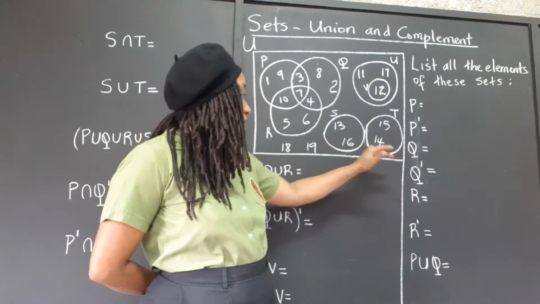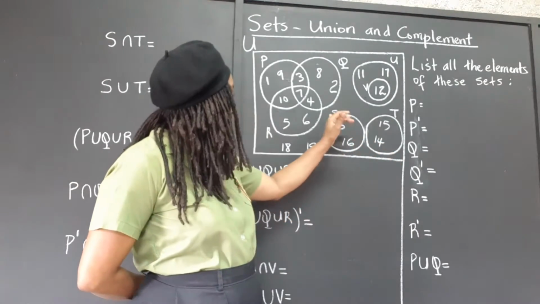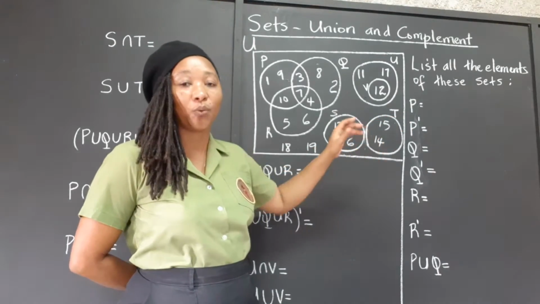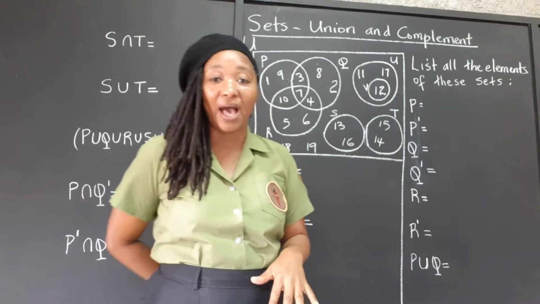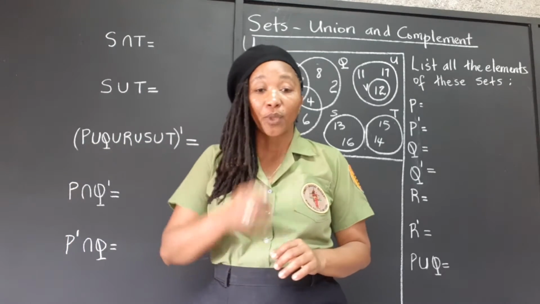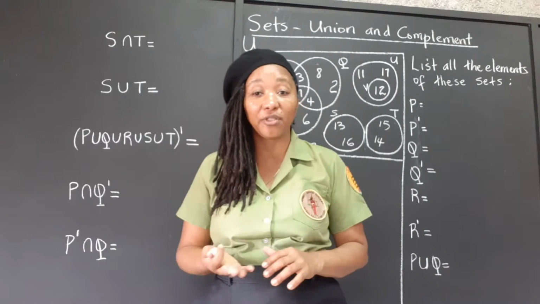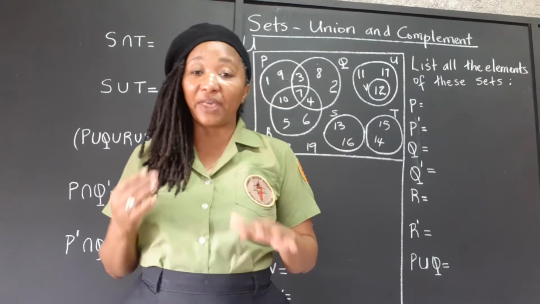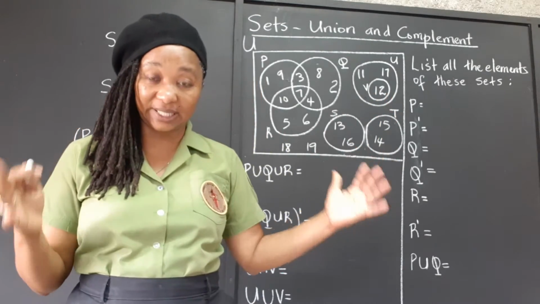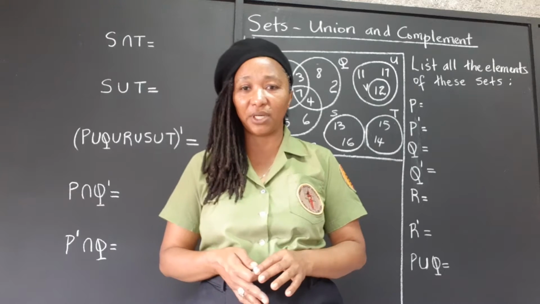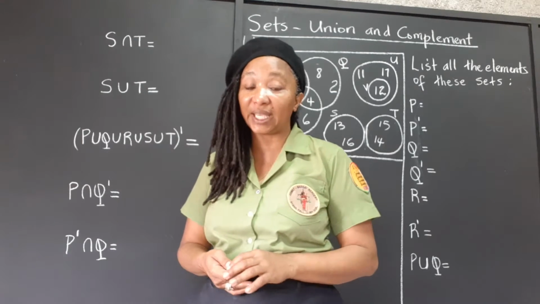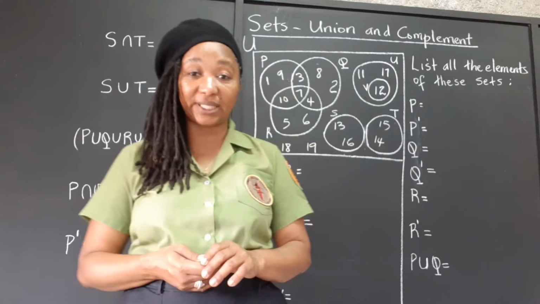If two sets do not intersect, such as set S and set T, they do not overlap, we say that they are disjoint. And their intersection would be the empty set or the null set. However, even though they are disjoint and they have nothing in common other than being a part of the universal set, that's the only thing they have in common, they still have a union. You still can list the union of those sets.